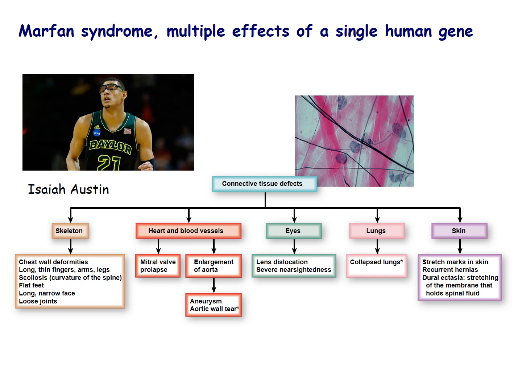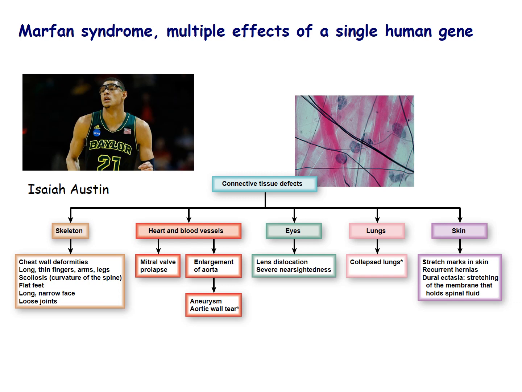Some of the effects of the heart and blood vessels can include enlargement of the aorta, which Isaiah Austin was determined to have, which can lead to an aneurysm. This is where the aortic wall tears and can cause death. Effects to the eyes include severe nearsightedness.